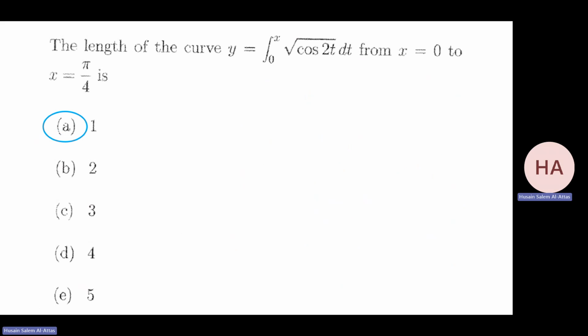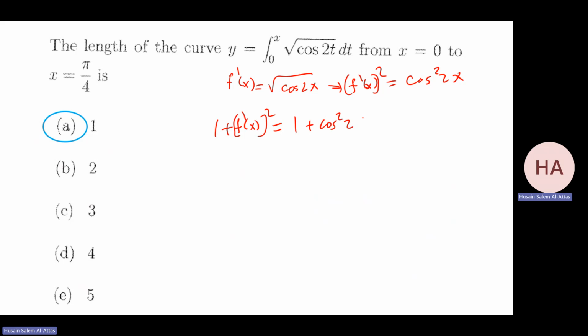The length of this curve from x equals 0 to x equals pi over 4. Okay. So f prime of x will be square root of cosine 2x. F prime square will be cosine squared 2x. 1 plus f prime square, that is 1 plus cosine squared 2x. Okay, I need to find it. It's 1 plus cosine squared 2x.